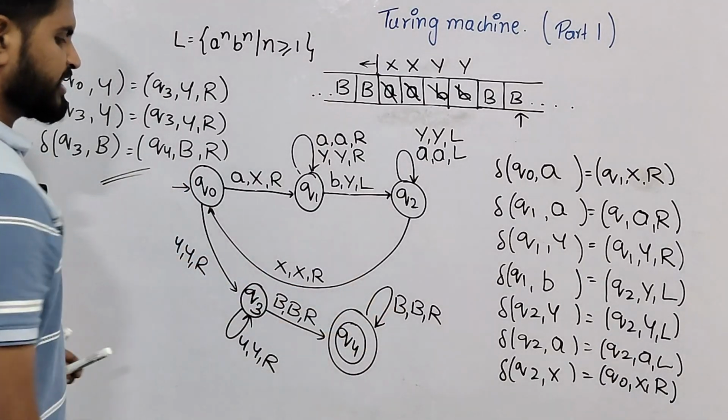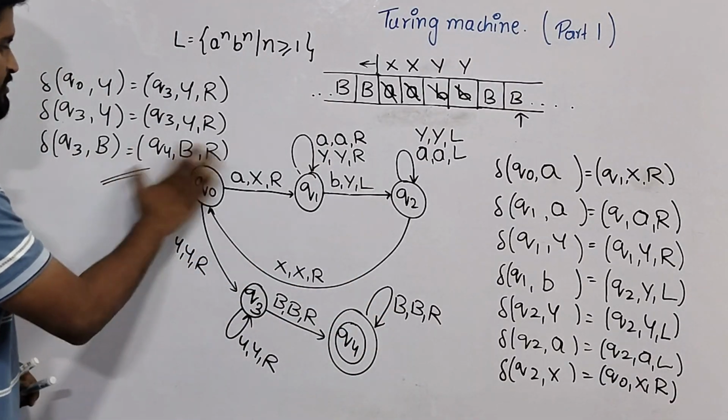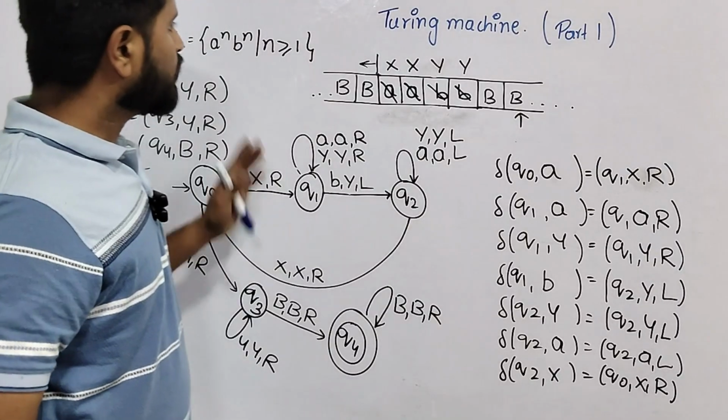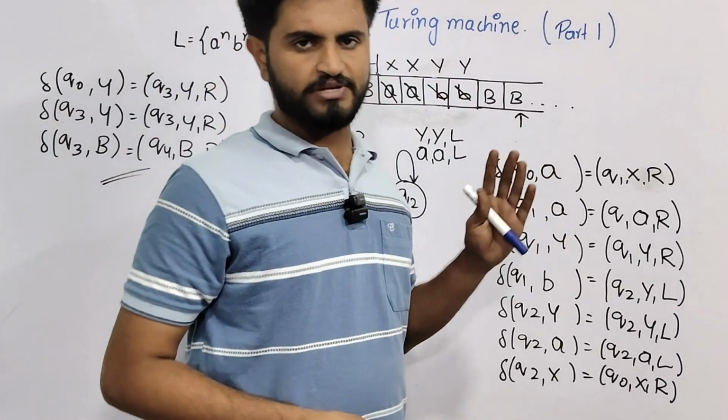For this one also you can write it, or you don't need to write it again because the same state will be there. So hope you understood how to solve the Turing machines problem.